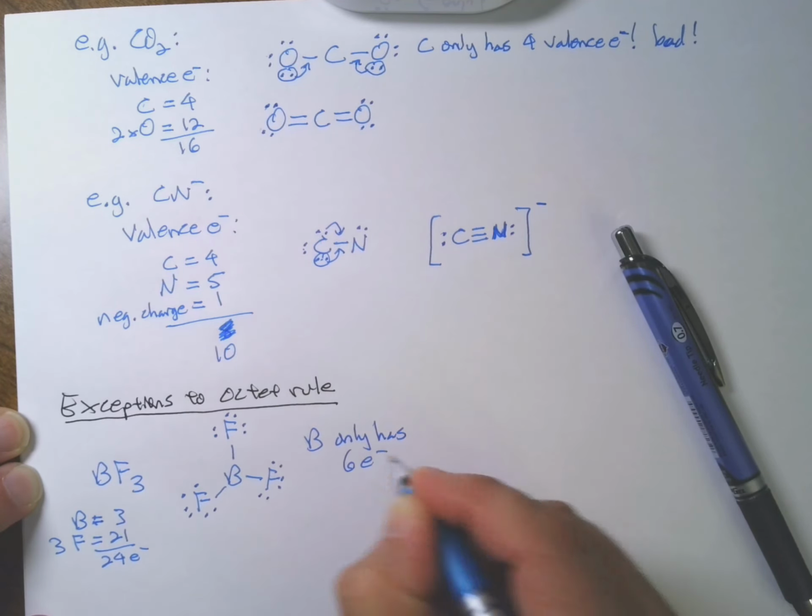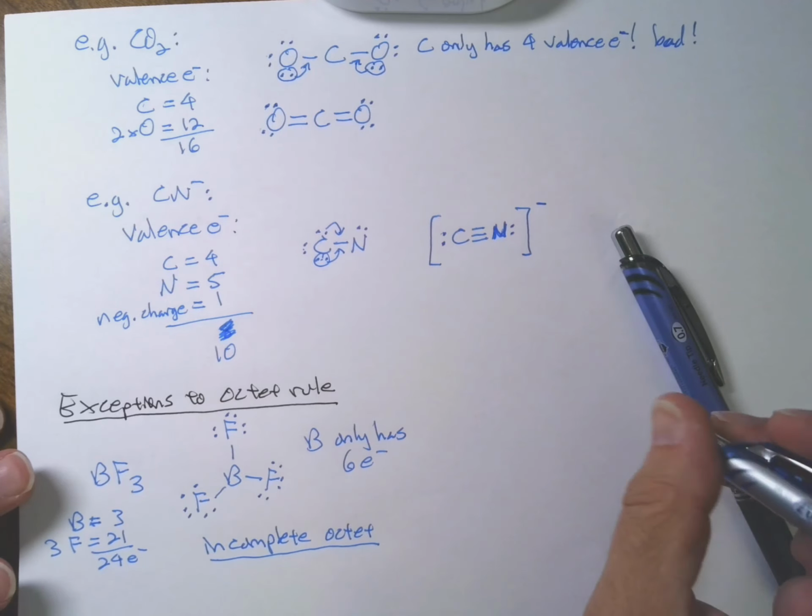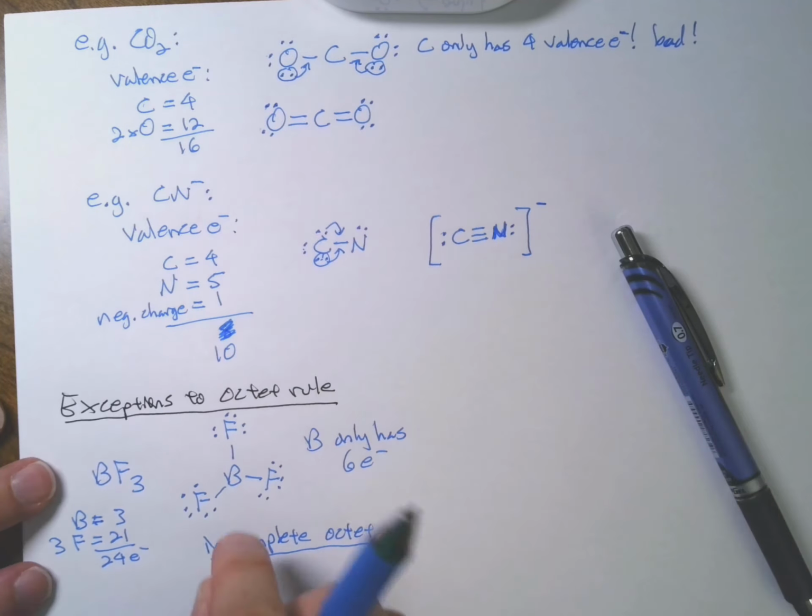So we call this an incomplete octet if we have only 6 electrons around the boron in the boron valence shell. And BF3 actually behaves and reacts as if it is electron deficient at the boron. And boron often violates the octet rule in this manner.